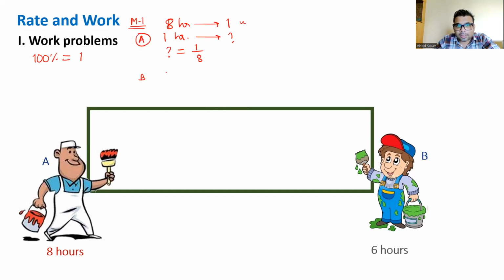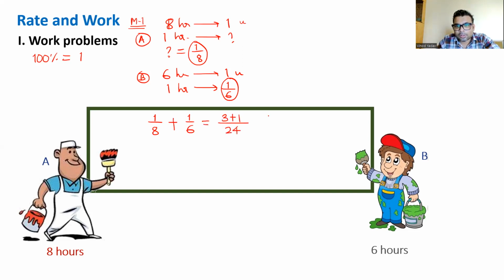Similarly, friends, B does the full work, 100% or 1 unit, in 6 hours. So in 1 hour, per unit time, we are finding their individual efficiencies, he will be doing 1/6, correct? Now when both of them work together, A is doing 1/8 and B is doing 1/6 of the work. Together means I will add the total amount of work done by both of them every hour. If I simplify this further, the LCM is 24. So 7 by 24th part of the work is done in 1 hour.